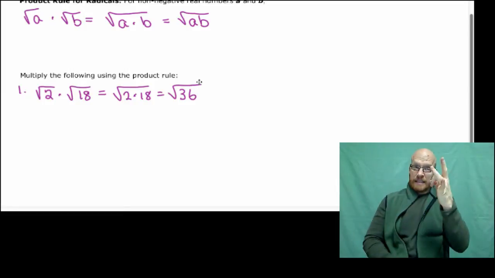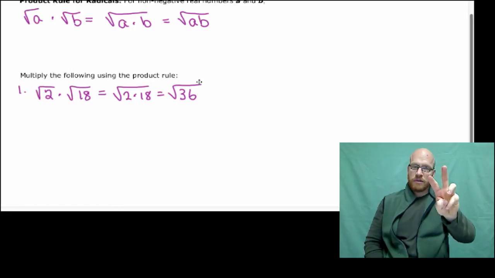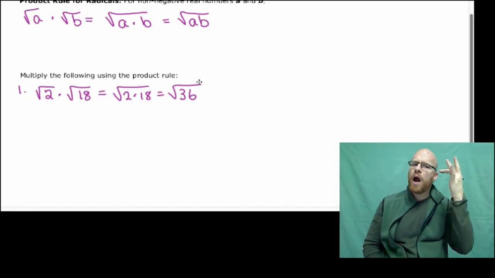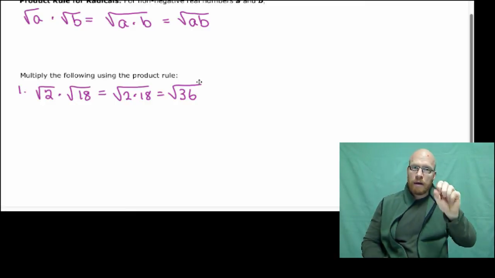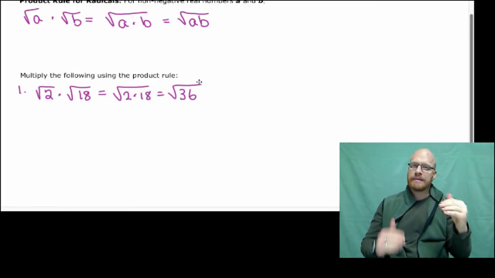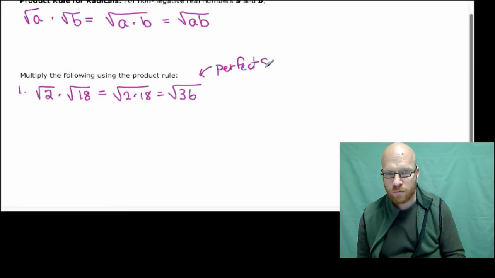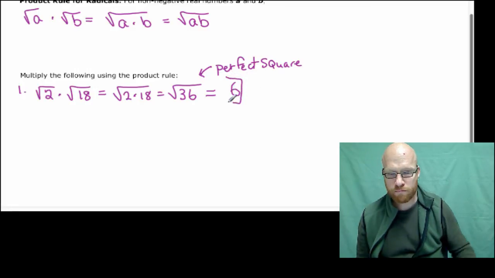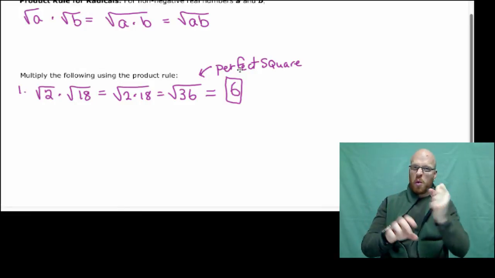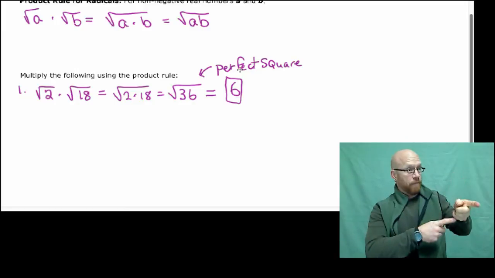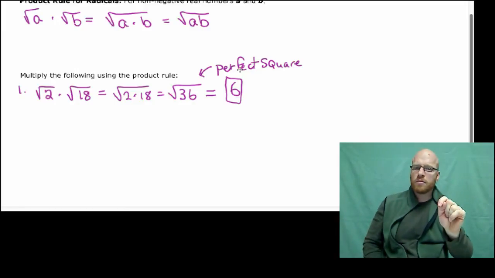Okay, now we can see here we have 2 times 18 equals 36. So the square root of 36. Now understand, this isn't our final answer. The reason being is the square root of 36 can be simplified. We can actually take the square root of that. It is a perfect square, meaning we're going to take the square root of 36. So now when we multiply several square roots together, if the answer is a perfect square, please take the square root of it.